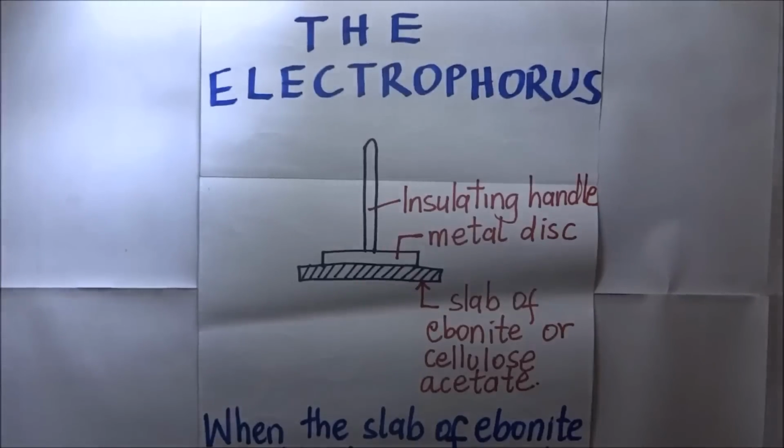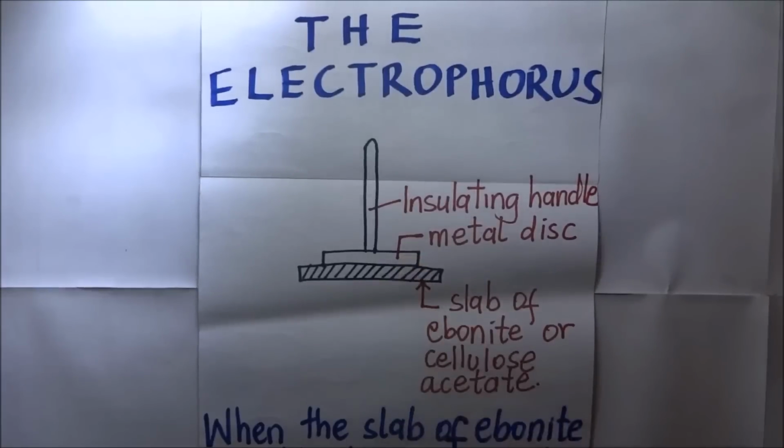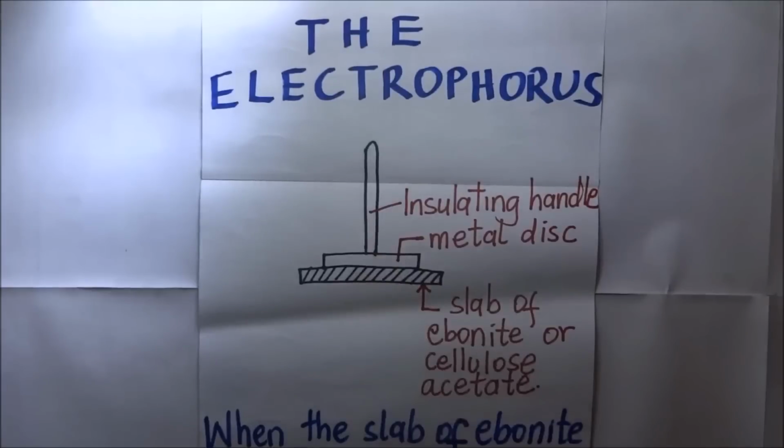An electrophorus is a manual capacitive generator and as such is used to produce electrostatic charge by electrostatic induction. It has a metal disc and an insulating handle as shown in the diagram. In this video, we shall concentrate on how to charge the electrophorus by induction.